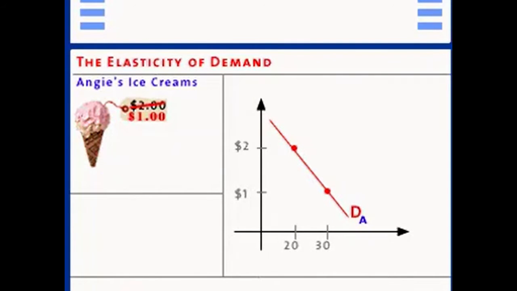What I want you to do first is forget about the midpoint formula. Forget about what I told you was the right way to solve the problem. Why don't you go back to that old way and find Angie's elasticity of demand when she lowers the price of her product from $2 per cone to $1 per cone. But start by using point A as the base point for calculating percentages. That is, use $2 as your base price and use 20 cones as your base quantity. See what you get when you calculate elasticity of demand moving from this point to this point.